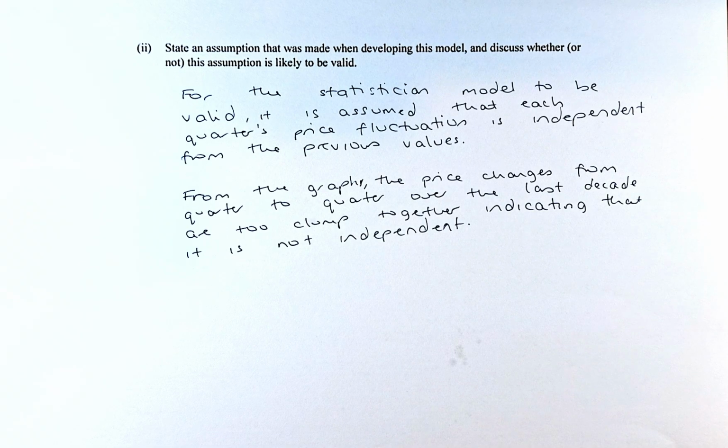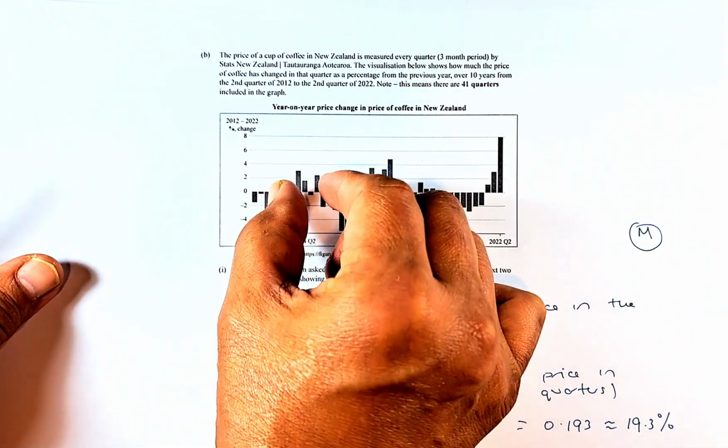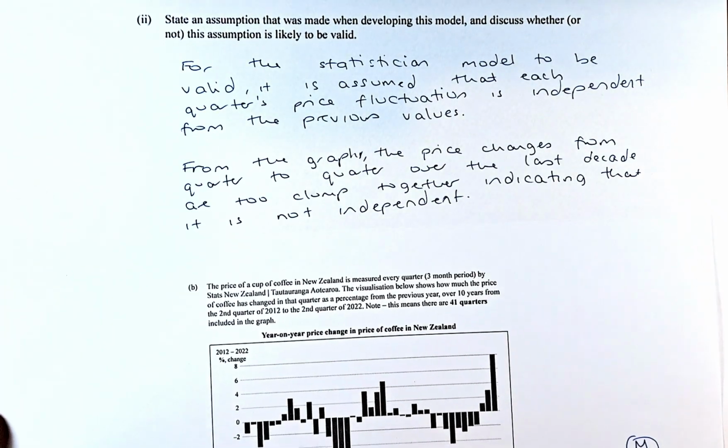For the statistician's method to be valid, it must assume that each quarter's price fluctuation, up or down, is independent from the previous quarter. For example, the first quarter to the second quarter has to be independent. In our case, if you look at the graph from part 1 again, there's a lump here, there's a lump there, so I'm going to bring it up so you can see the graph.